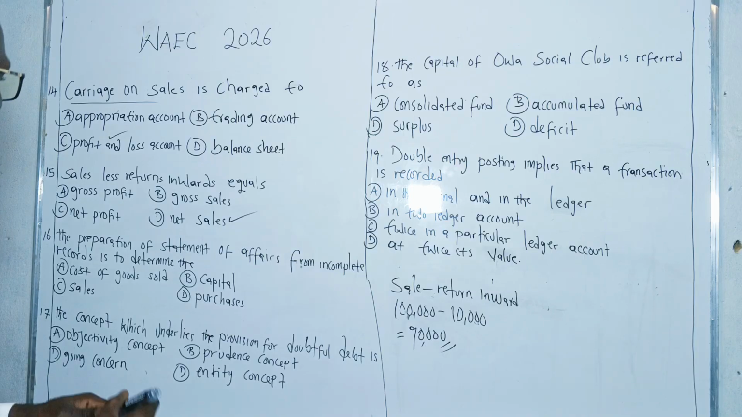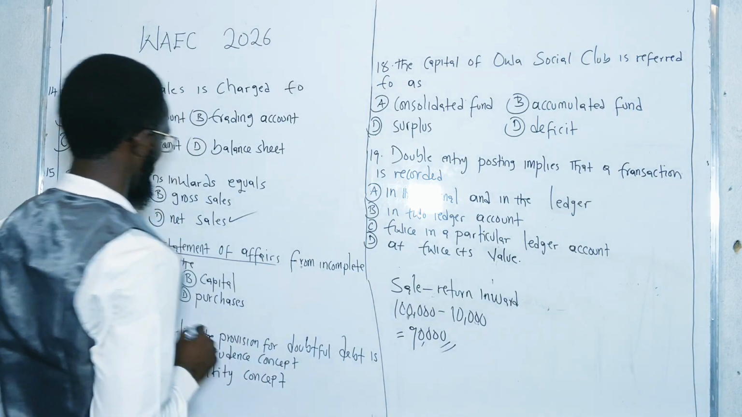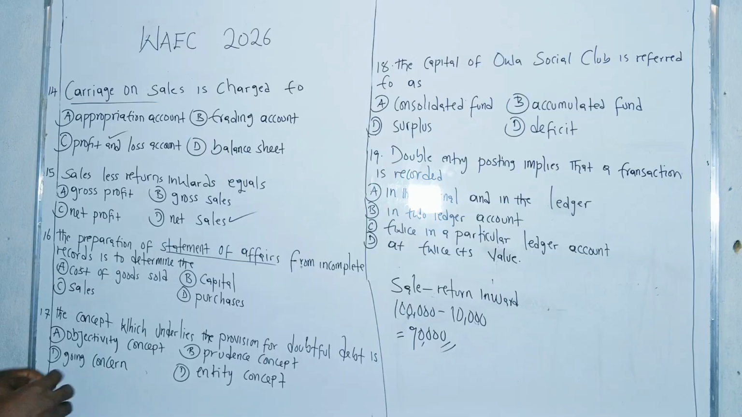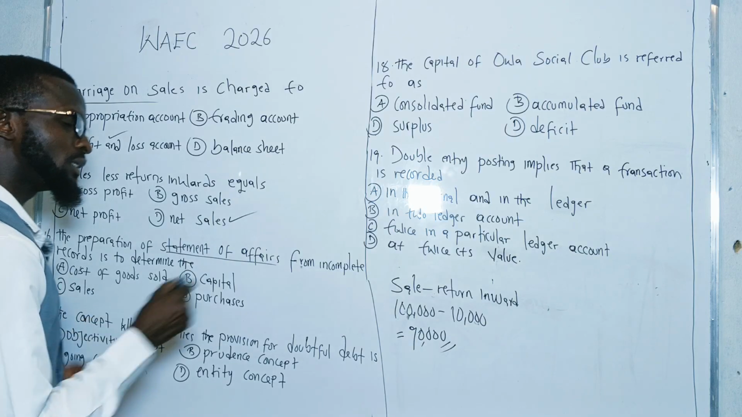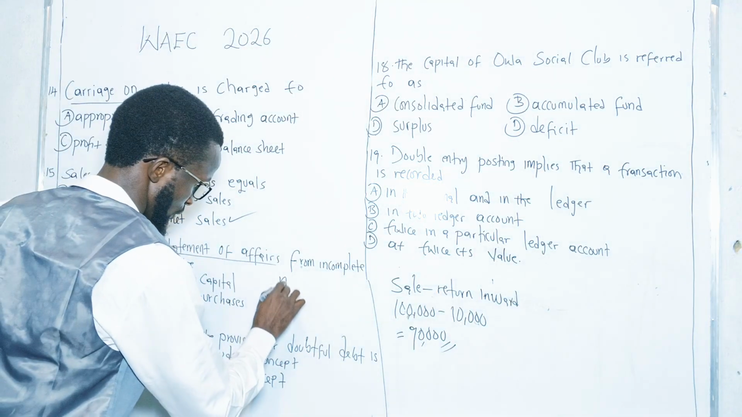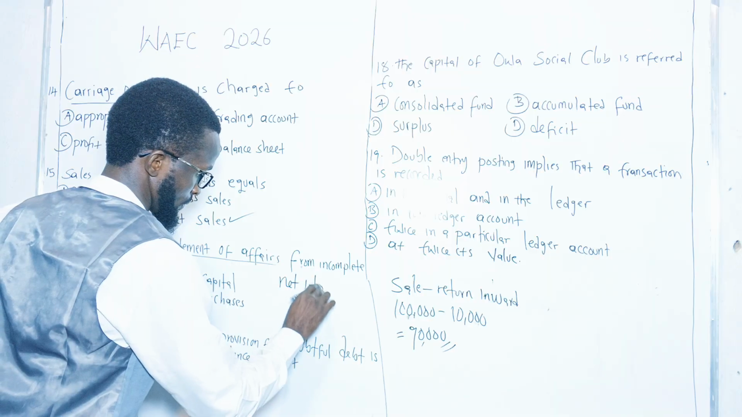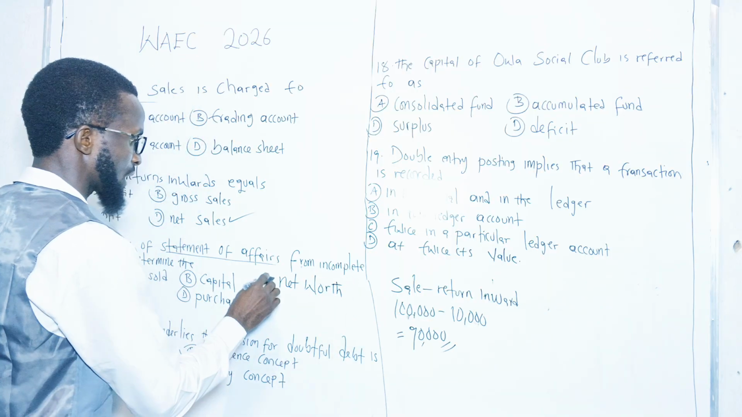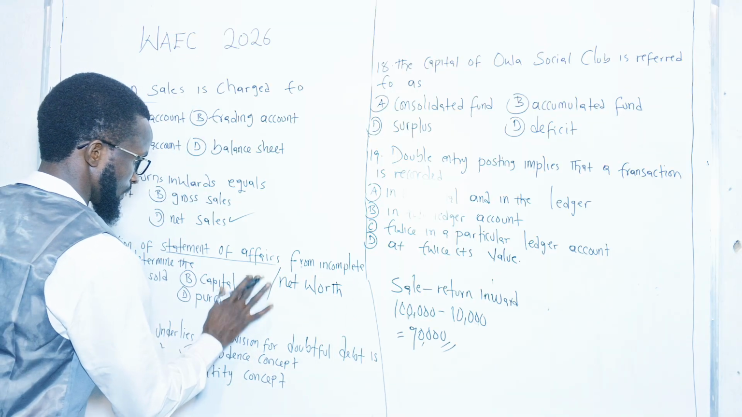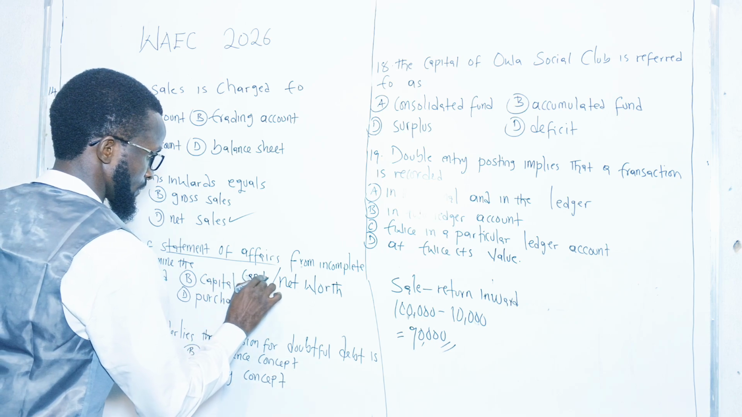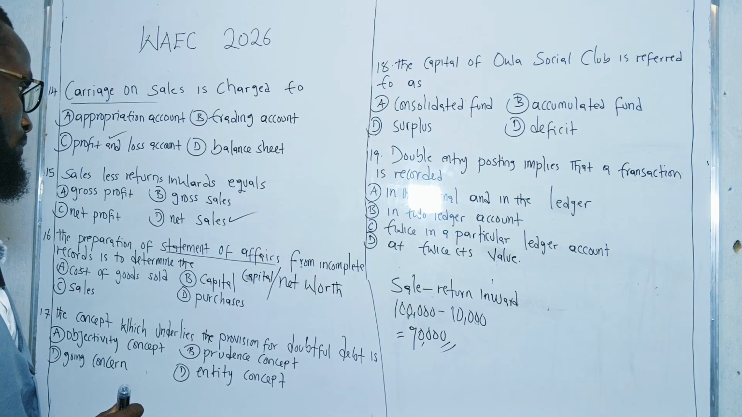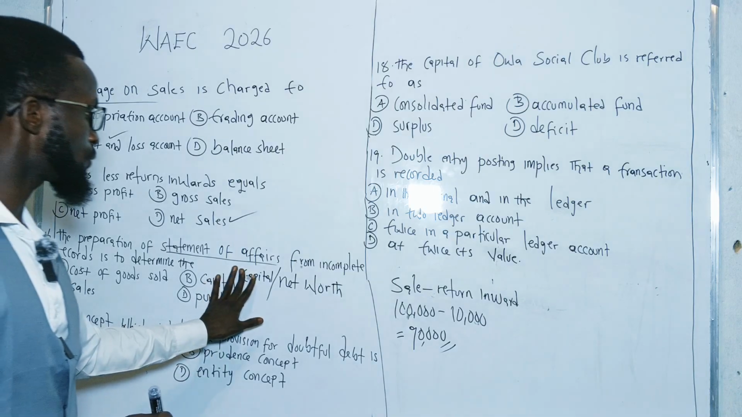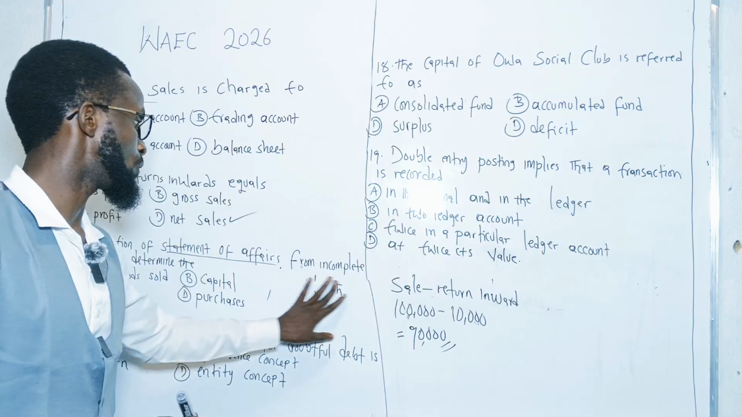Okay, the keyword here is statement of affairs. You prepare statement of affairs in order to determine the net worth of the business. Net worth. Or you can call it capital of the business. That's why you prepare statement of affairs in incomplete record: to determine your net worth, or you can call it capital.